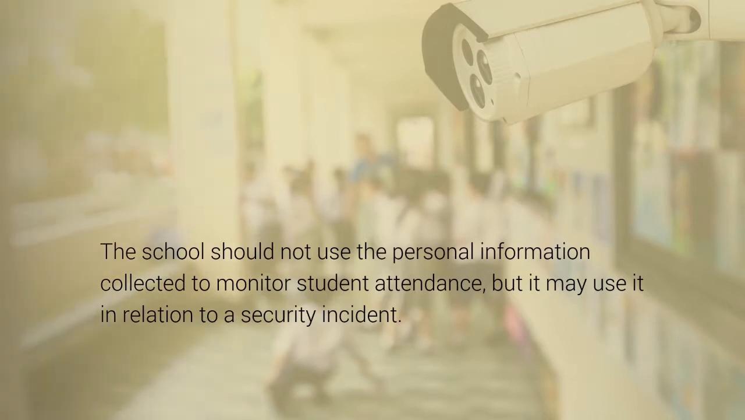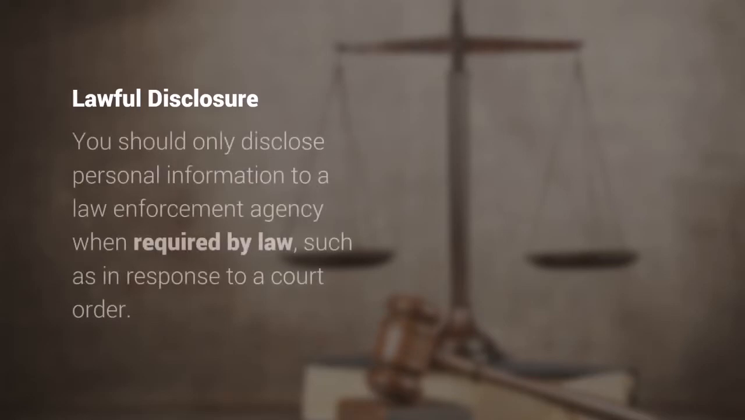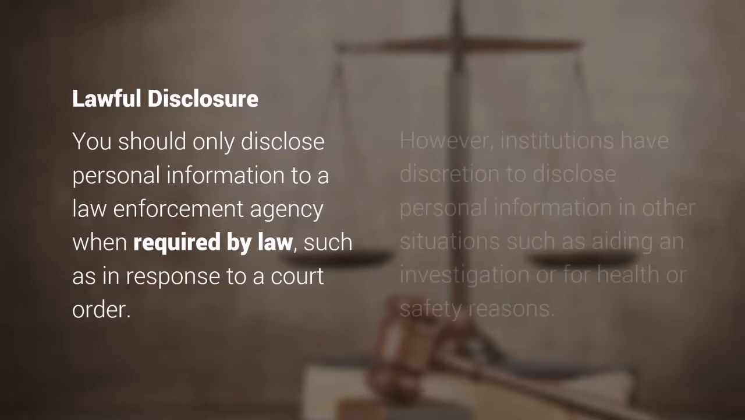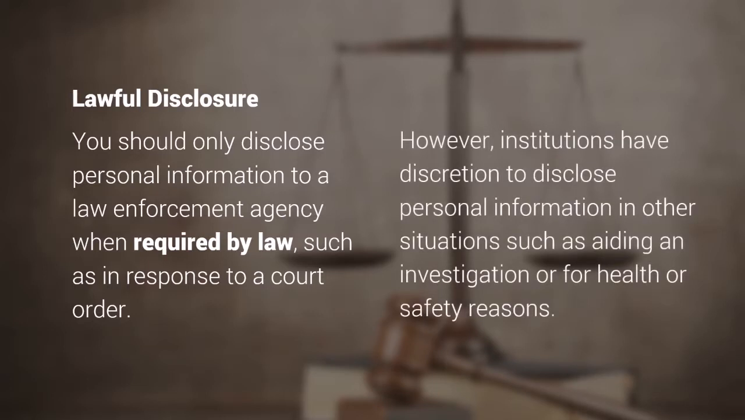There are rules for when and in what situations your institution can disclose personal information captured by your video surveillance system, including disclosures to law enforcement agencies. Generally speaking, you should only disclose personal information to a law enforcement agency when required by law, such as in response to a court order. However, institutions have discretion to disclose personal information in other situations, such as where disclosure is made to aid an investigation and for health or safety reasons.